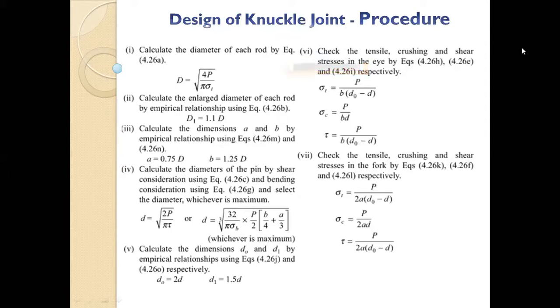Does anybody have any doubt? Now we have gone through all the failures, all the steps, and we have seen how to complete the design of the knuckle joint. Now we'll take an actual numerical problem. Does anybody have any doubt till now?